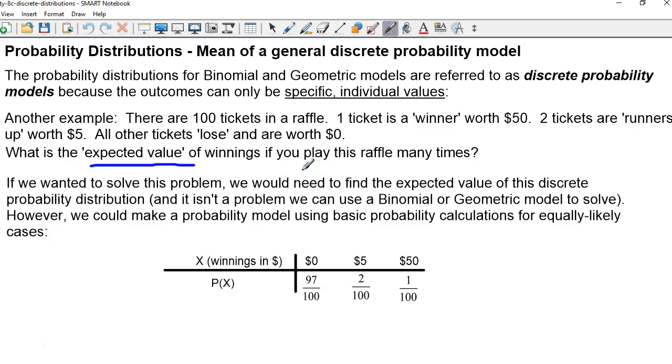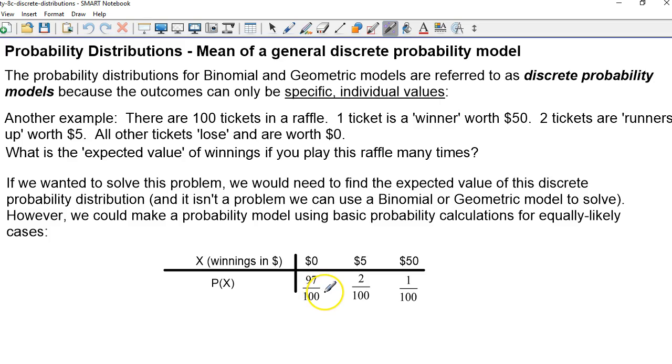So if we wanted to solve this problem, we first need to find the probability model, right? So we could define a random variable to mean the winnings in dollars. And there's really only 3 possible outcomes. We can win no dollars, we can win $5, or we can win $50. And we have specific probabilities for each of those, right?